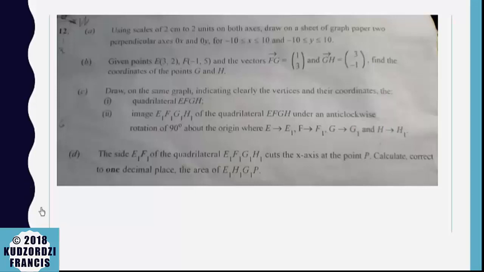So let's do the B. We know that from vectors, we have vector FG. Vector FG will be equal to OG minus OF.